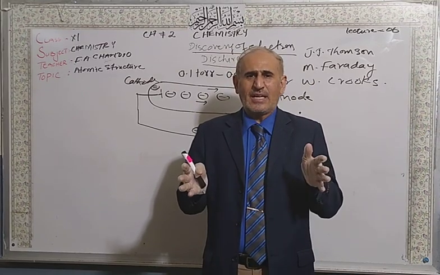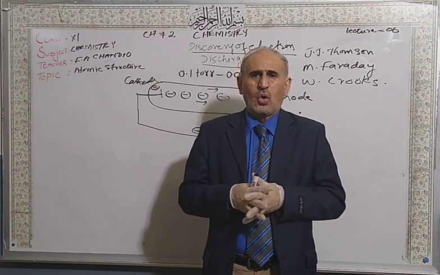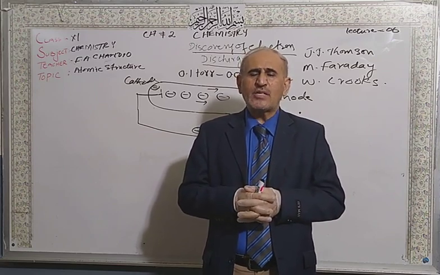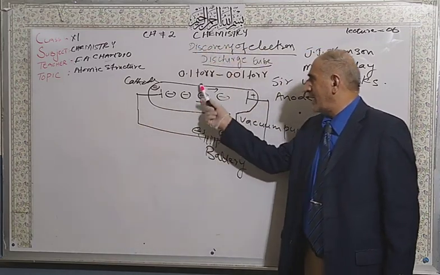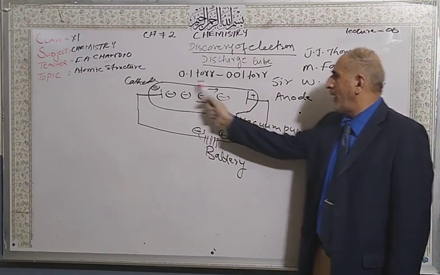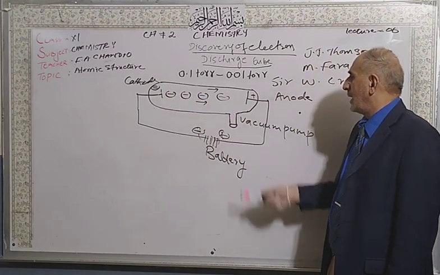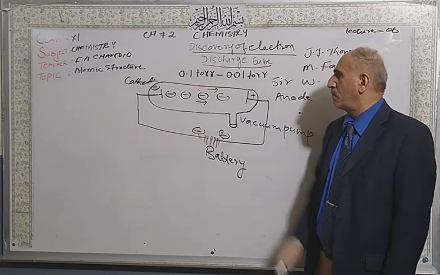So this is the experiment of how the cathode rays were discovered. Again, I am telling you, this is the discharge tube experiment. The discharge tube is made of glass. There is a vacuum pump to adjust the pressure.